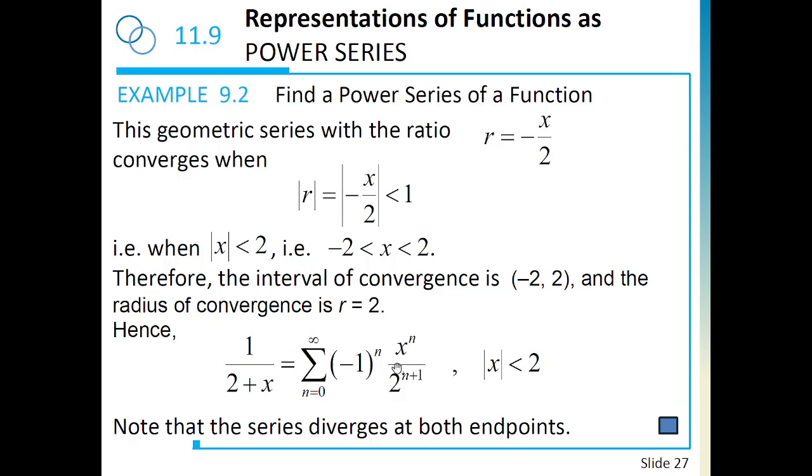At negative 2, similarly I'll get negative 1 over 2 and then the alternating sign. So the general term again of the series doesn't go to 0. The series is divergent by the divergence test. So none of the points is included in the interval of convergence. So that's why it stays open, negative 2, 2.